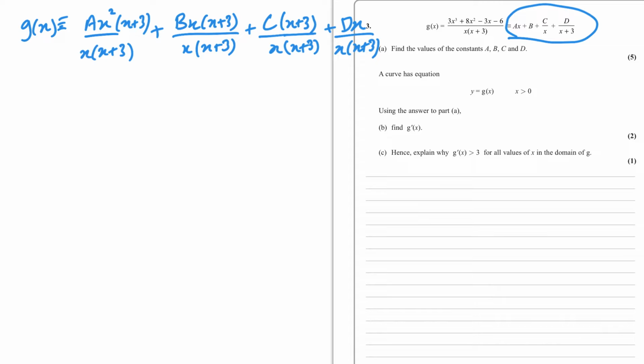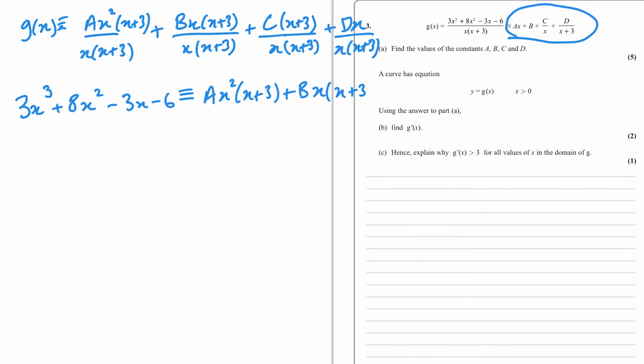So essentially what I've got is 3x cubed plus 8x squared minus 3x minus 6 is equivalent to ax squared times x plus 3 plus bx times x plus 3 plus cx plus 3 plus dx. And I'm using up a lot of room here.